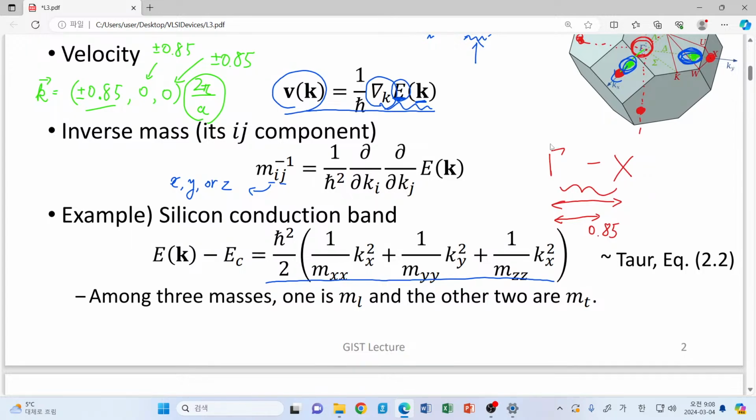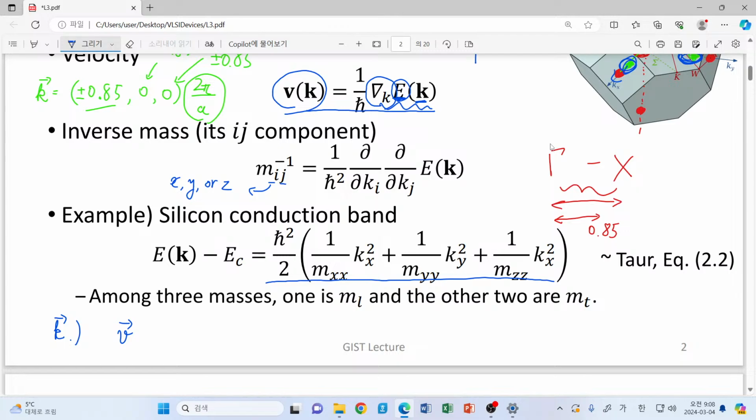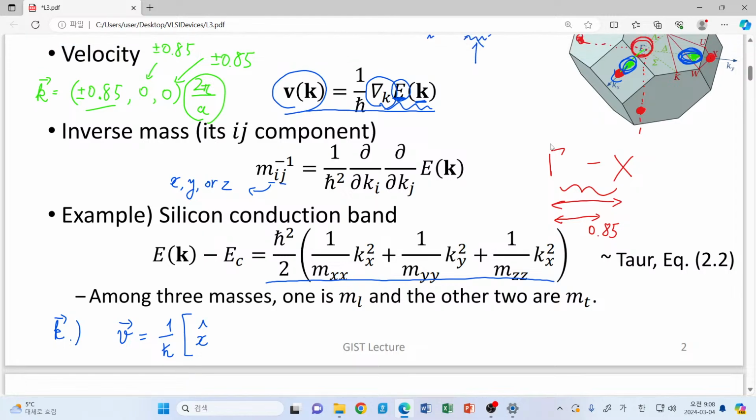So let's say that there exists a certain k value, then please try to calculate the group velocity at a certain point. Then how can you calculate it? First of all, we have to have 1 over ħ and take this gradient operation. So the x directional component can be obtained by this kx directional partial derivative. So you will have just 2, and you will have m_xx to kx. So are you with me?